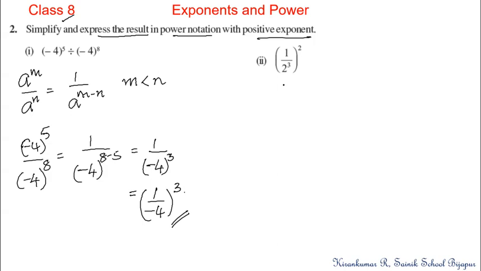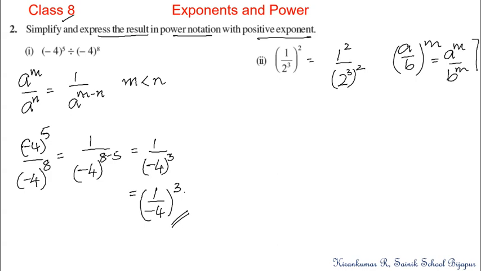For the second, 1 by 2 cube to the power 2. This is same as 1 square divided by 2 cube to the power 2, because a by b to the power m will be same as a raised to the power m by b raised to the power m. This we had learnt.